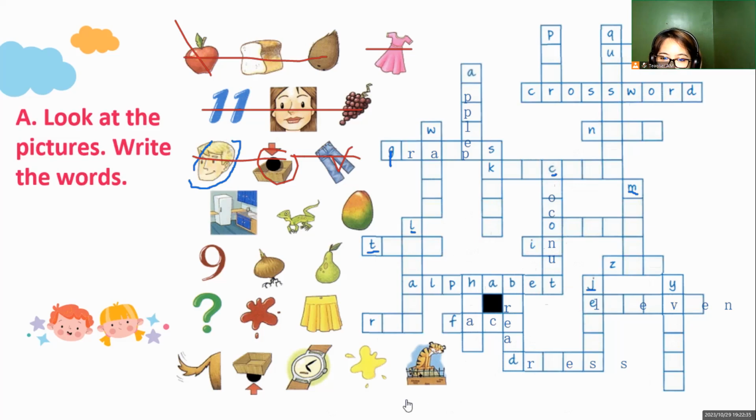So I'm gonna help you to write jeans, Zoe. Yes, there you are. G E. You write. G E A. A. N. S. Very good. There you are. Jeans. Okay, what's next to jeans?